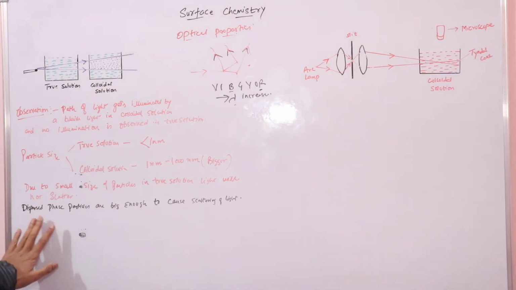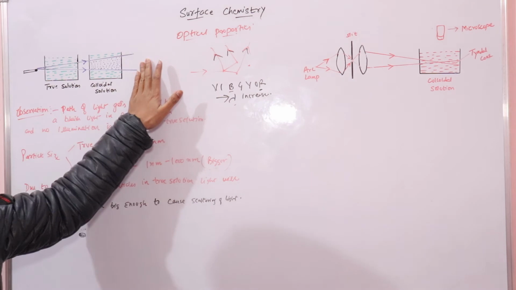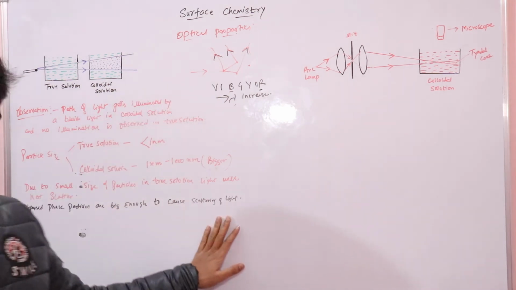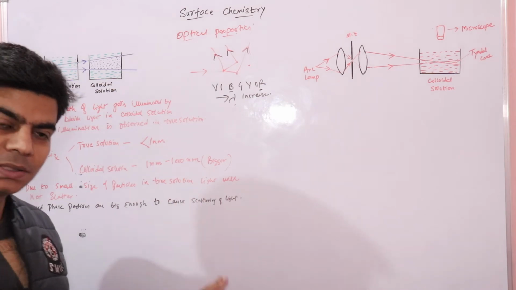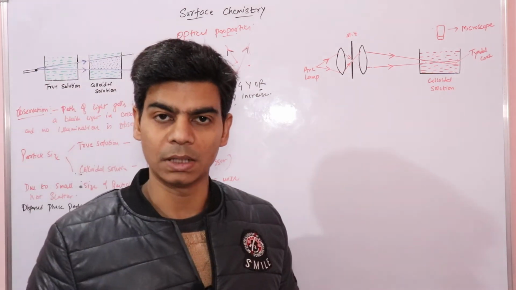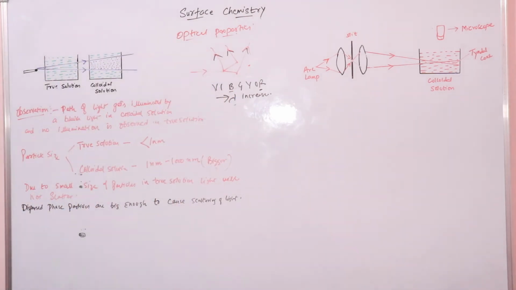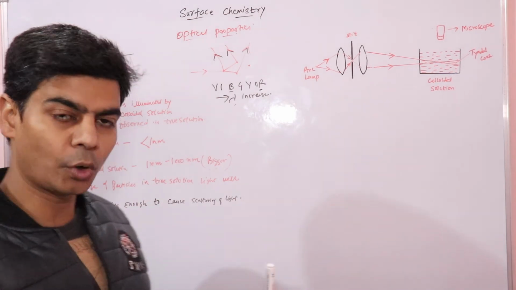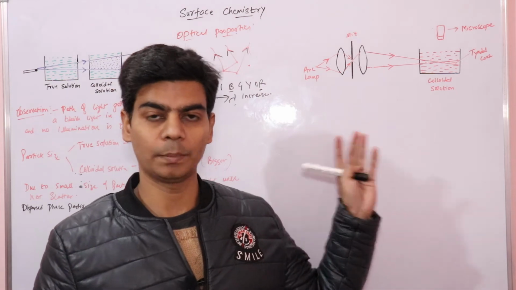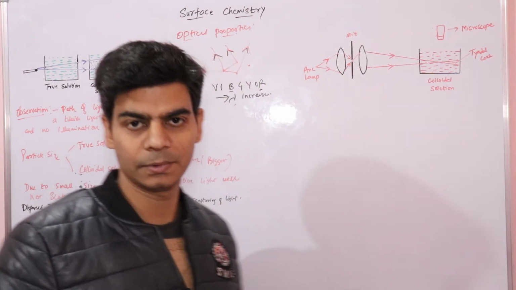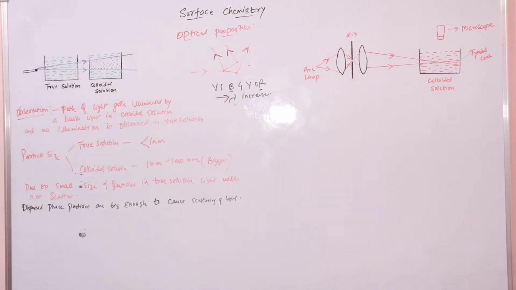So now it is clear why we observe color in the case of a colloidal solution. It's due to the scattering of light by colloidal particles, and this scattering of light by colloidal particles is known as the Tyndall effect. This is the important thing in the optical properties of colloidal solutions, the Tyndall effect, which is due to the scattering of light by colloidal particles present in the colloidal solution.